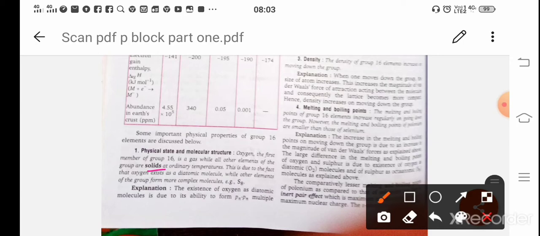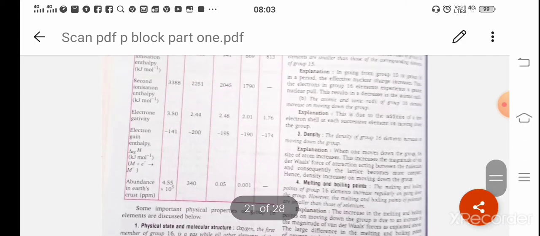Why is oxygen only in the gaseous state? Because oxygen is found in the diatomic state and it has the ability to form p pi-p pi multiple bonding, while the others have p pi-d pi bonding. So as we move down the group, the physical state will be solid.